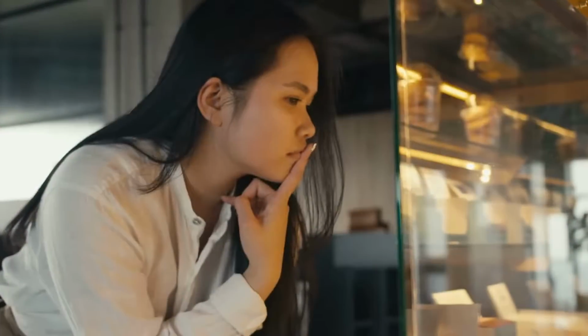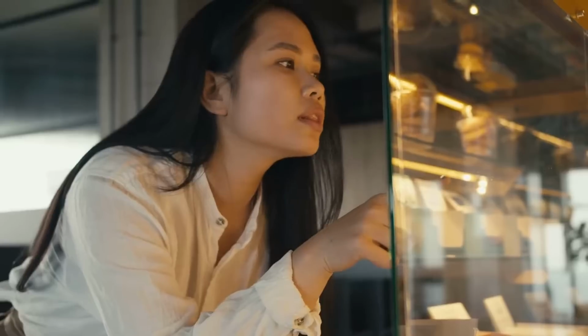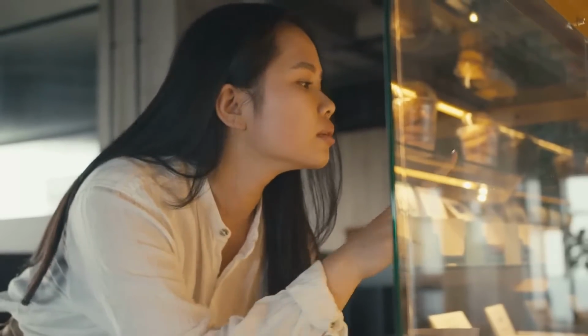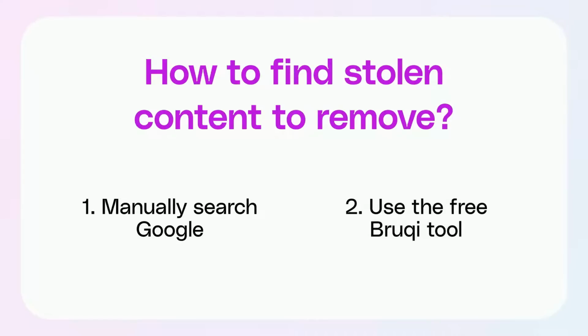Now that we have this basic stuff out of the way, let's get into actually finding leaks and then removing them. Now, before we can remove any leaks, obviously we need to find them first. And there's 2 main methods to do this. The first one is the manual method of just searching Google for your leaks. And the second one is using Bruqi's free tool that automatically performs these Google searches just thousands of times automatically.